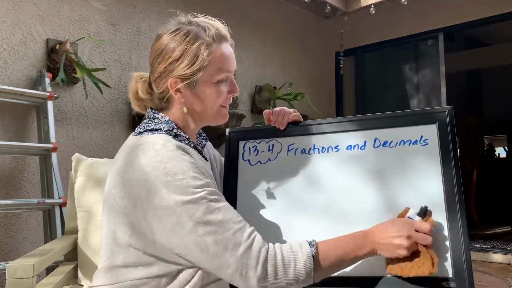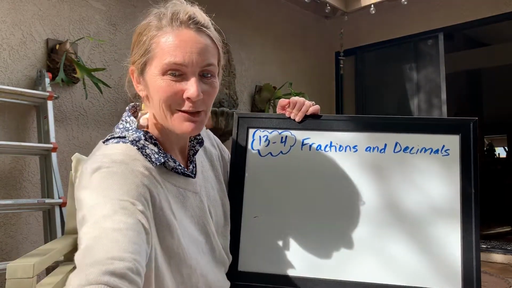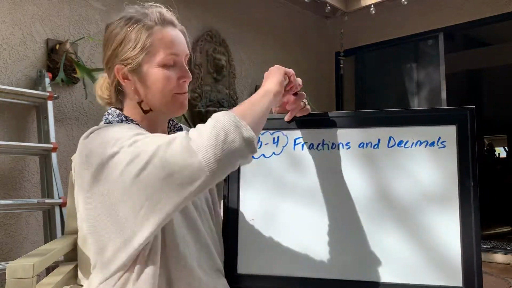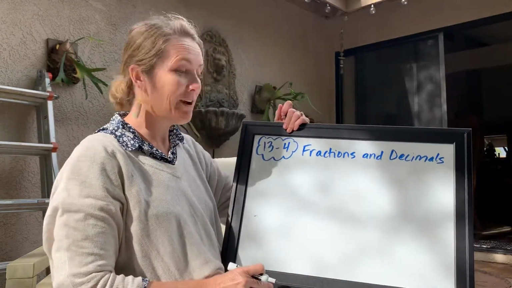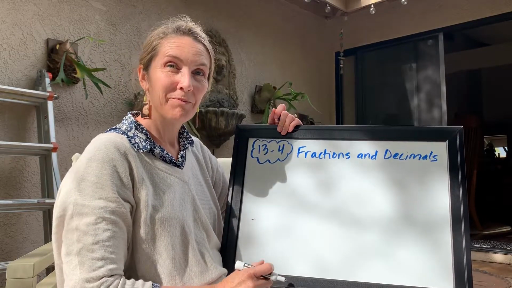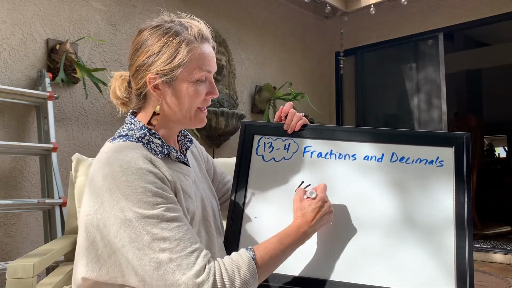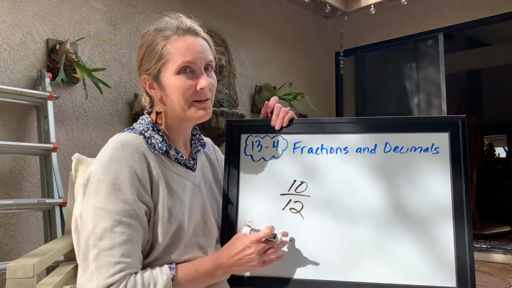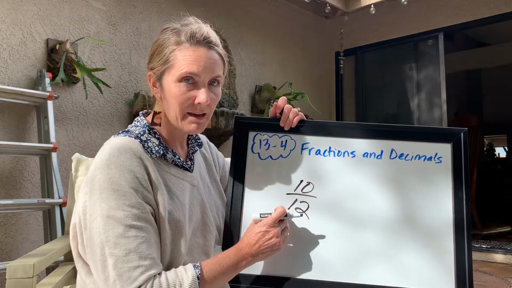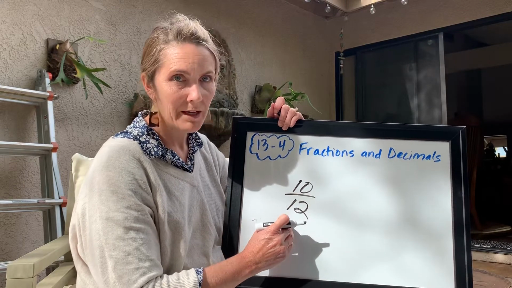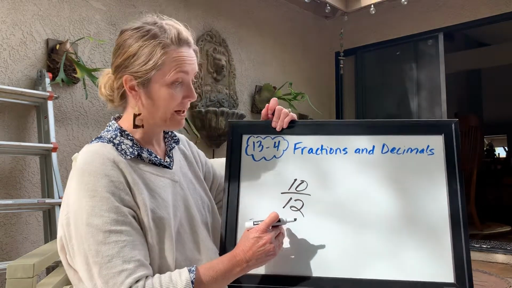So if I were to throw on this board, I don't know, Dawson, give me a fraction. 10/12. Okay, perfect, I love that one. 10/12, that's a pretty big fraction if you think about it. In your mind, I want you to visualize 10 boxes filled out of 12. You should understand that's a fairly large fraction, right?